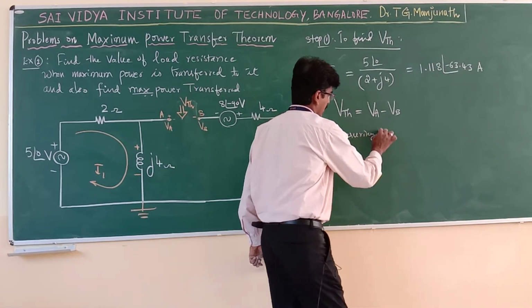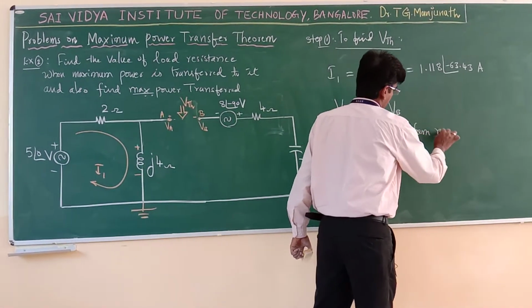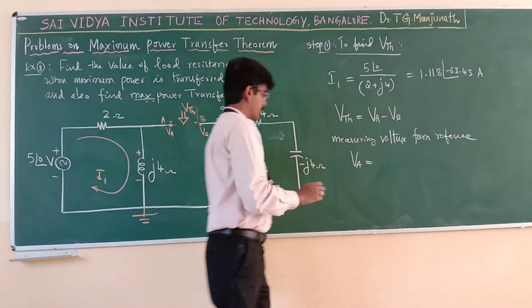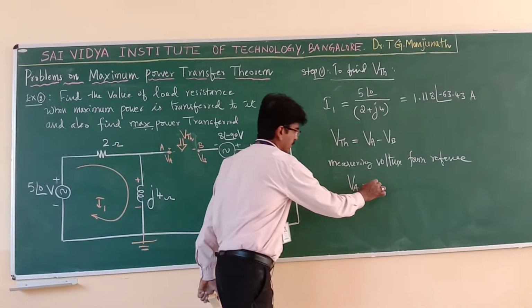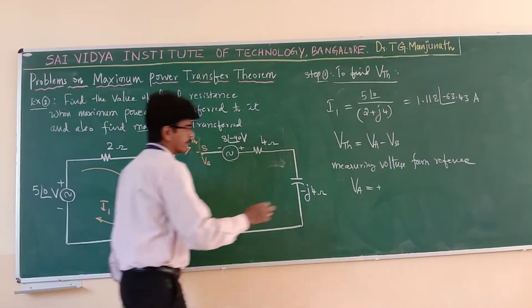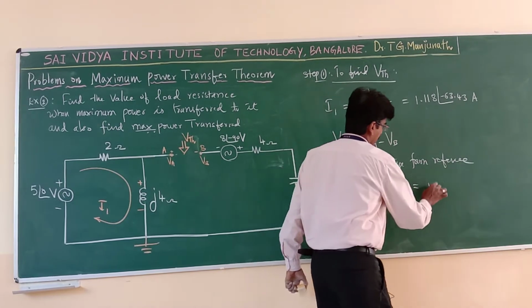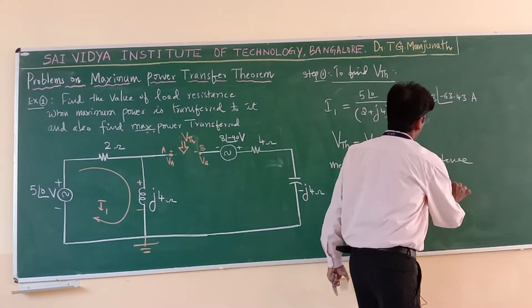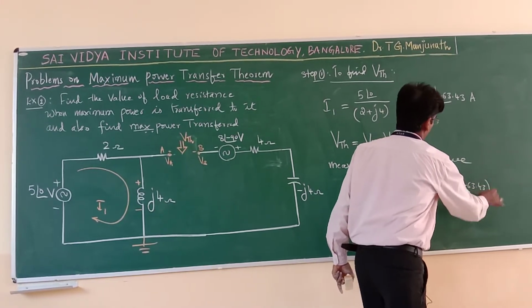Measuring voltage from reference. What is VA? VA is equal to, you go by this way, minus to plus is plus. What is the voltage drop here? j4 into I1. So, j4 into I1, you substitute here, that is 1.118 at an angle minus 63.43.